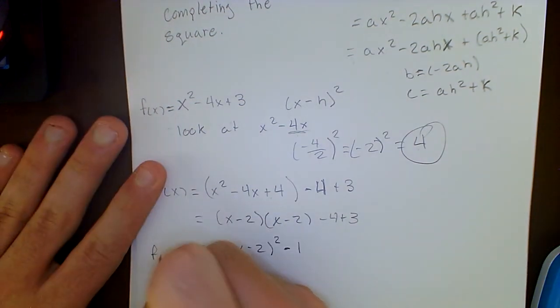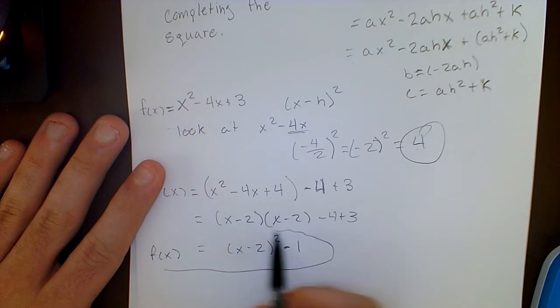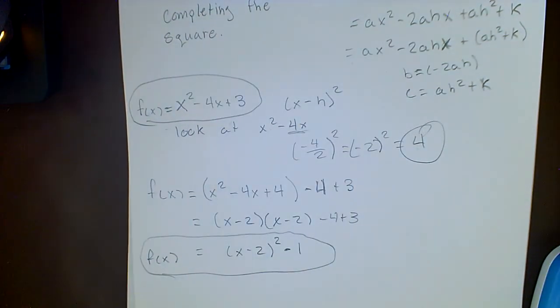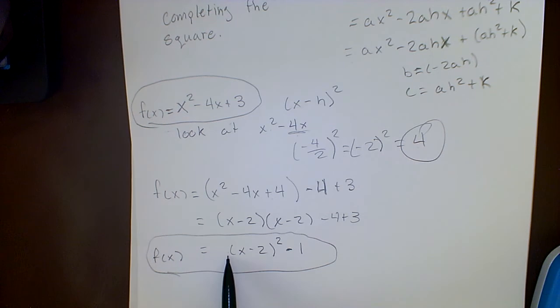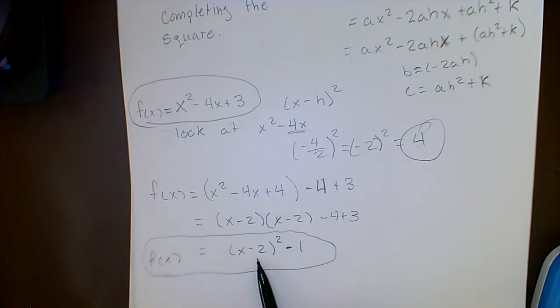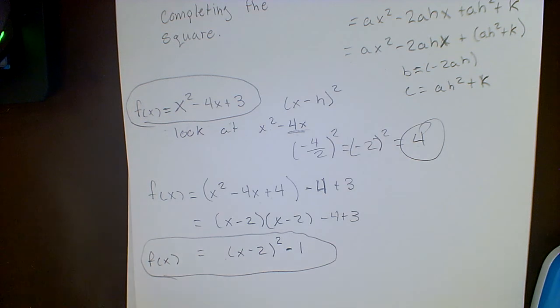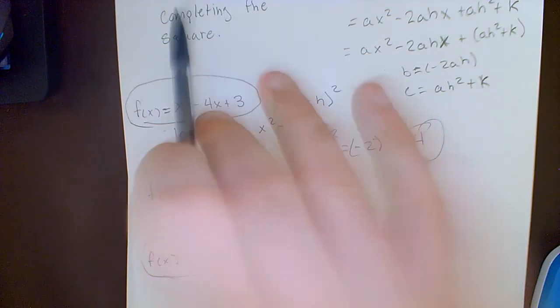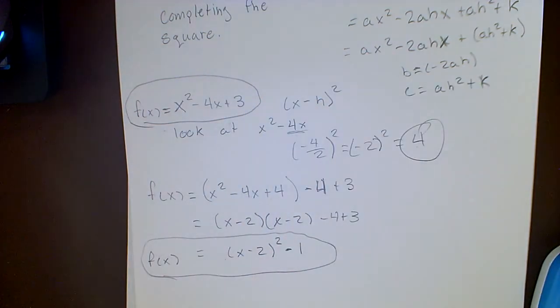And what do you know? Now we have f of x in standard form, when we started with f of x in general form. So this tells us that a is equal to 1, so we're going to have an upward facing parabola, where the x-coordinate of the vertex is positive 2 and the y-coordinate is negative 1. So that is the technique for taking a parabola in general form and setting it to standard form.